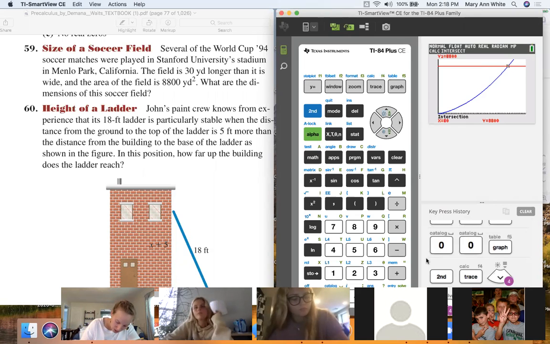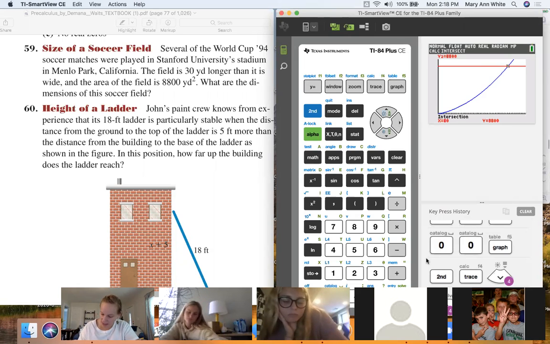W is 80, so what's my L gonna be? 80 plus 30 is 110. And it asked me for the dimensions of this field, so I'm gonna do 80 times 110 is my dimensions. This is kind of messy today, but that's okay. 80 times 110 yards. So this is my answer over here.